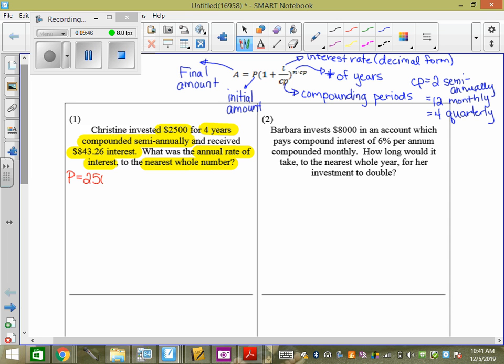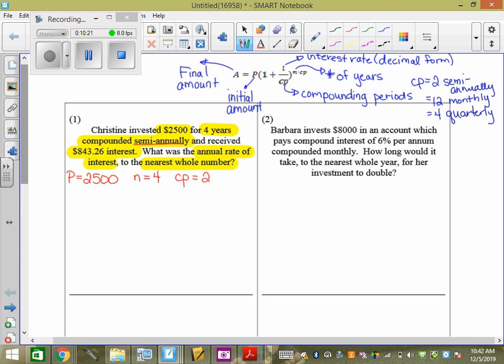2,500. Remember, whenever you're solving, you can only be missing one variable of a formula, right? You're taught that since you're little. For 4 years, what's that? Your N. Your N is the number of years. Compounded semi-annually, so CP is 2. Now this is the little catch. She received $843.26 in interest. Now, A is your final amount.